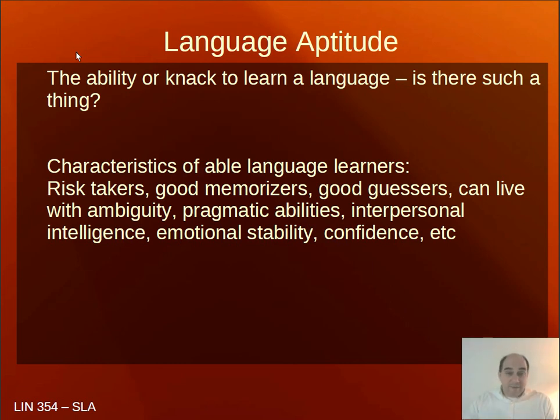We also have the fact that there are good language learners, and they have certain characteristics. One is they're risk takers, and they really are ones who are willing to take a risk. They're willing to try and do something. Whereas other people are too afraid. They don't want to take a chance. You want to be a good language learner? Learn to take risks. Try something. Make a mistake, even if people laugh at you. A good language learner is one who takes risks.